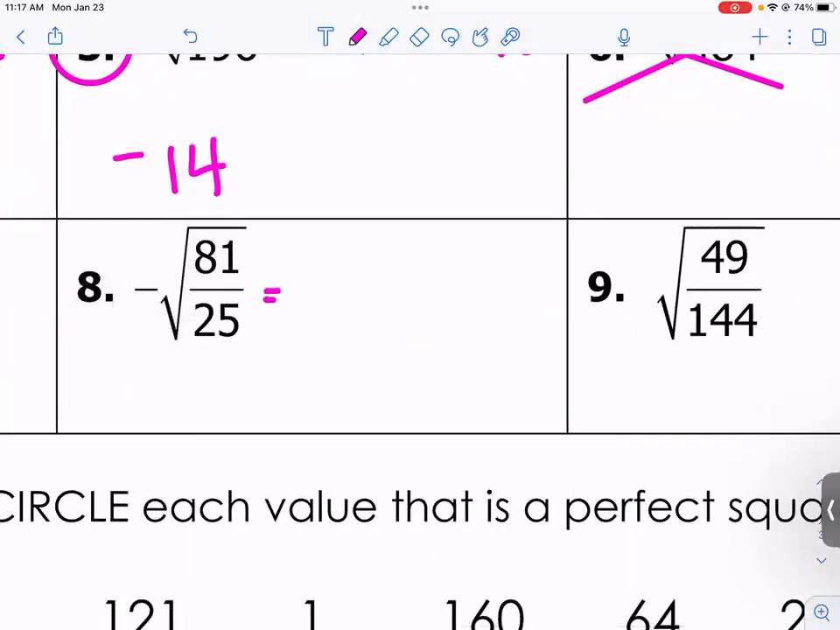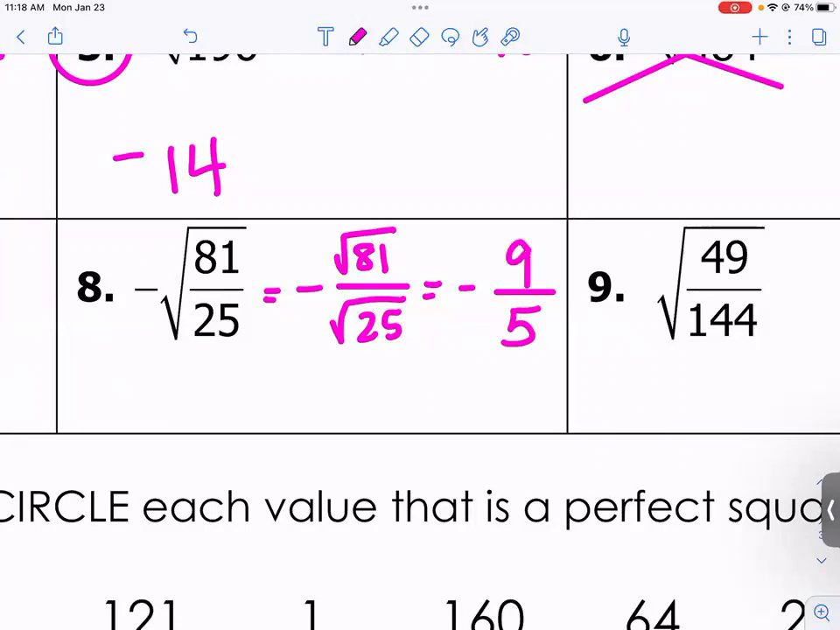Okay, so number 8. We'll keep the negative, but let's break it up. We have square root of 81 and we'll have square root of 25. Okay, so Ryan is saying that 5 squared is 25. So our denominator is 5. Trent, what's our numerator? 9. But we keep the negative.